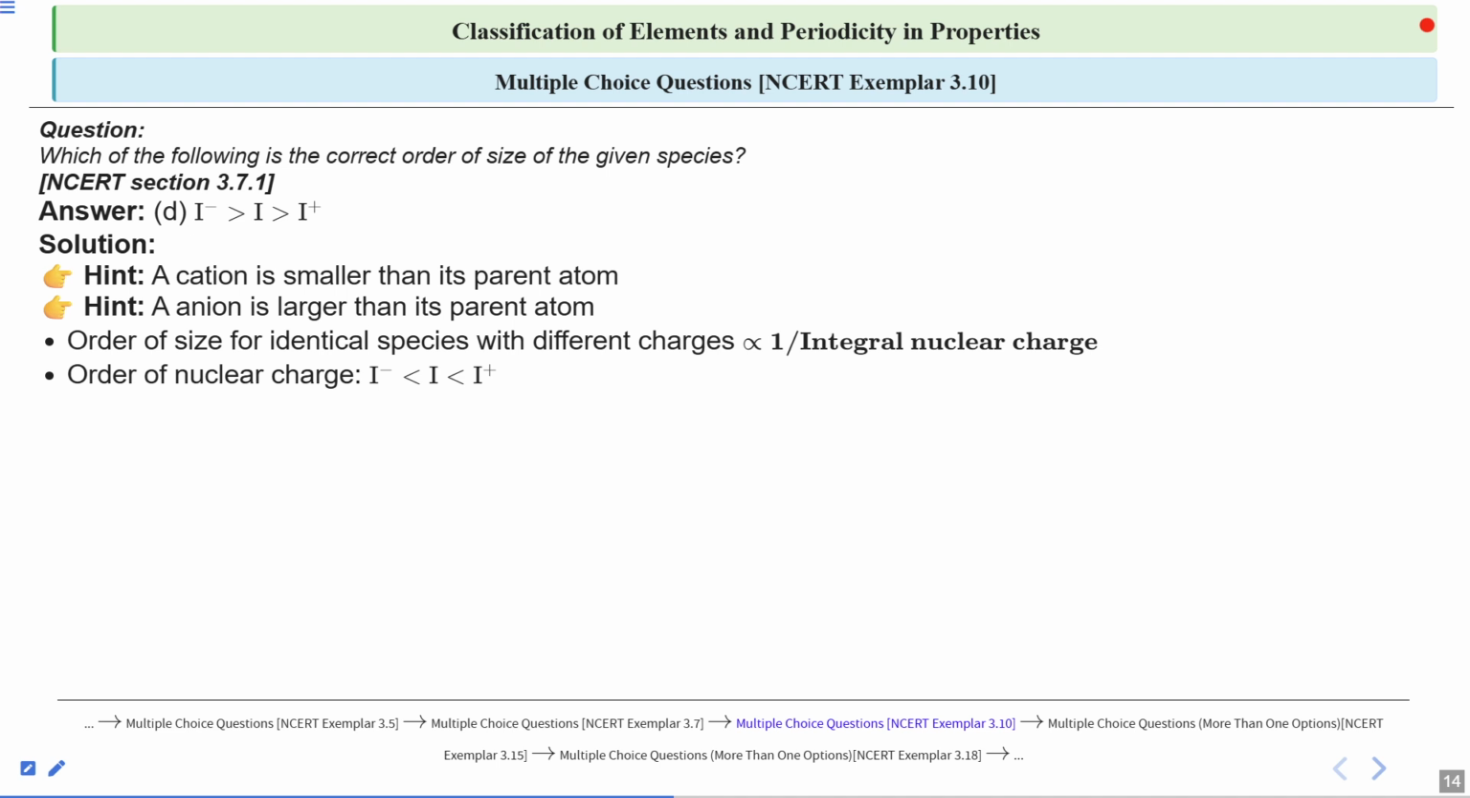Whereas in the case of the cation, where the number of electrons is less but the number of protons is more, your size diminishes. And hence, the order of nuclear charge is in this way: -1, 0, and +1. Therefore, your order of size will be I minus, then your normal iodine, and the positively charged iodine. I guess this is clear to all of you. It's quite simple to understand, right?